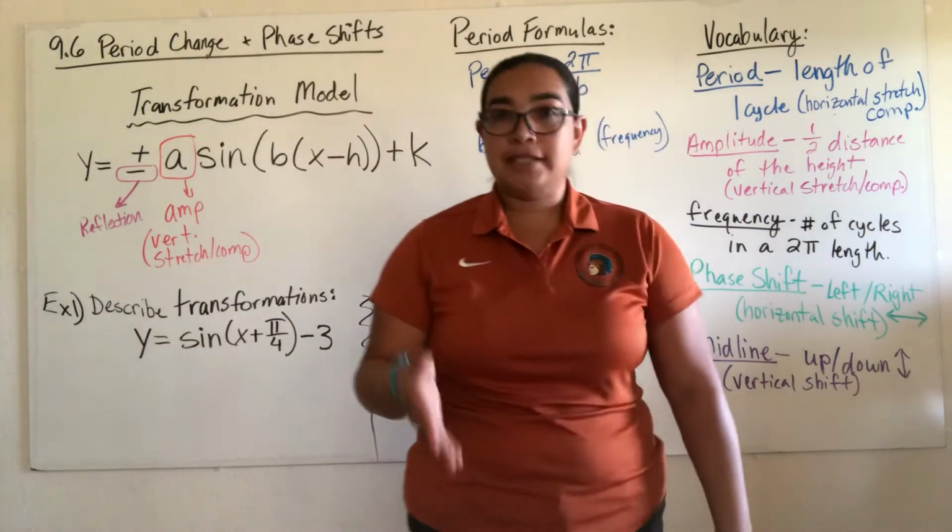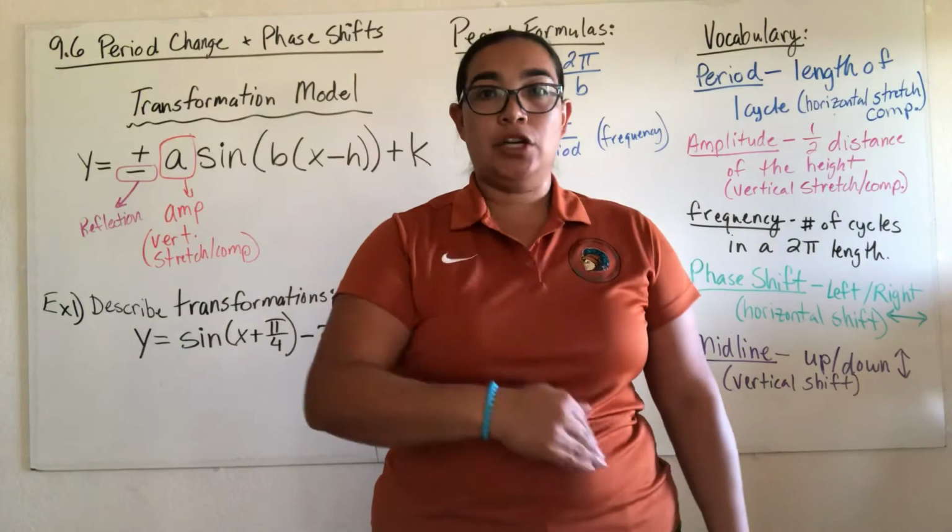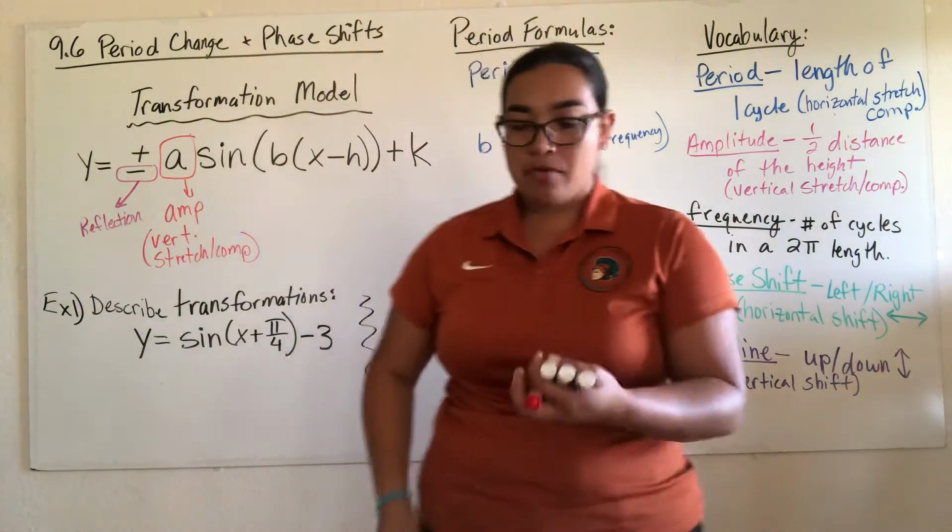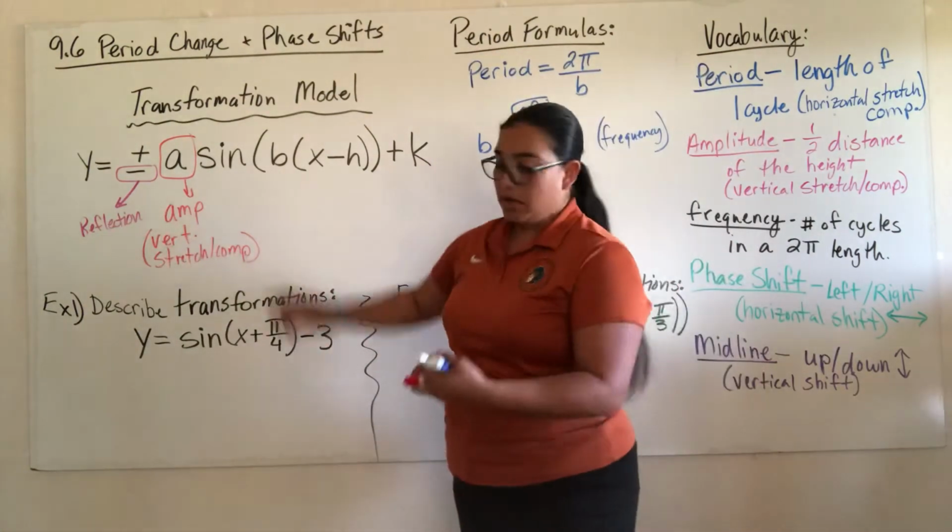So we talked about that last time. Sine would be center, high, center, low, center. So hopefully you've got that memorized by now. Let's take a look at the next part though.